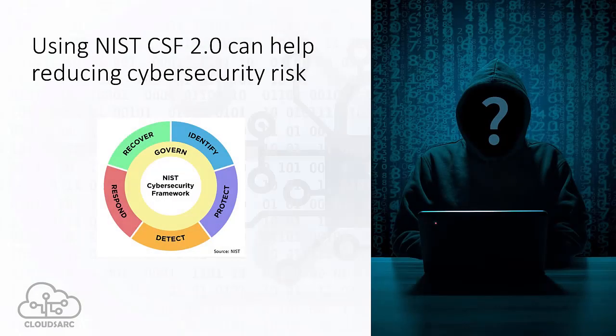So how can we use the NIST CSF 2.0 to reduce cybersecurity risk? The NIST CSF is driven by business objectives and focuses primarily on cybersecurity risks as a subset of business risks. The NIST CSF consists of 6 functions: govern, identify, protect, detect, respond, and recover. Each of these functions has several categories and subcategories that describe the targeted objectives.